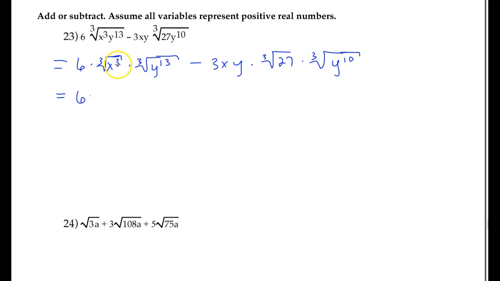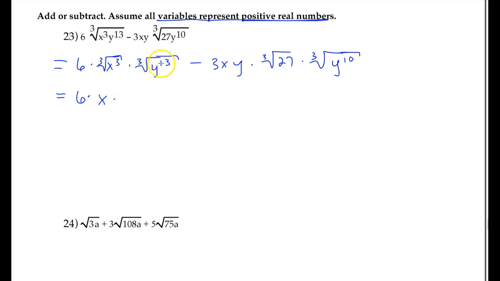Now, the cube root of x cubed, as we mentioned way back in question number 2, we know that that's just like saying x raised to the 3 divided by 3, which is x raised to the 1, which is just x. So the cube root is undoing the cube on the x here. So that is just x. And since the index is odd, and because all of our variables represent positive real numbers, we don't have to worry about the absolute value thing.